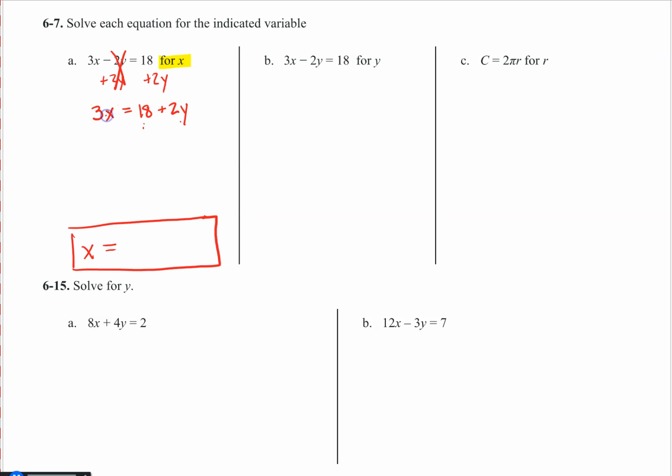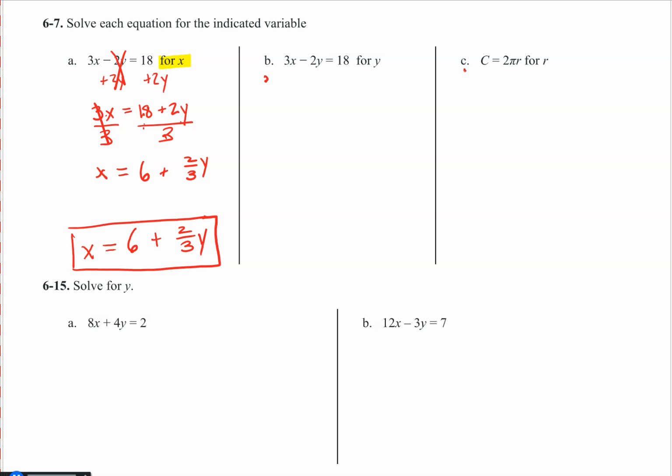And then this is 3 times x. So to undo multiplication, I divide by 3. But I need to divide everything on the other side by 3 also, since it's an equation. So x equals 18 divided by 3 is 6, plus 2y divided by 3 is just 2y over 3. That's a fraction. So it's 6 plus 2 over 3y. Alright, I'll let you do b.